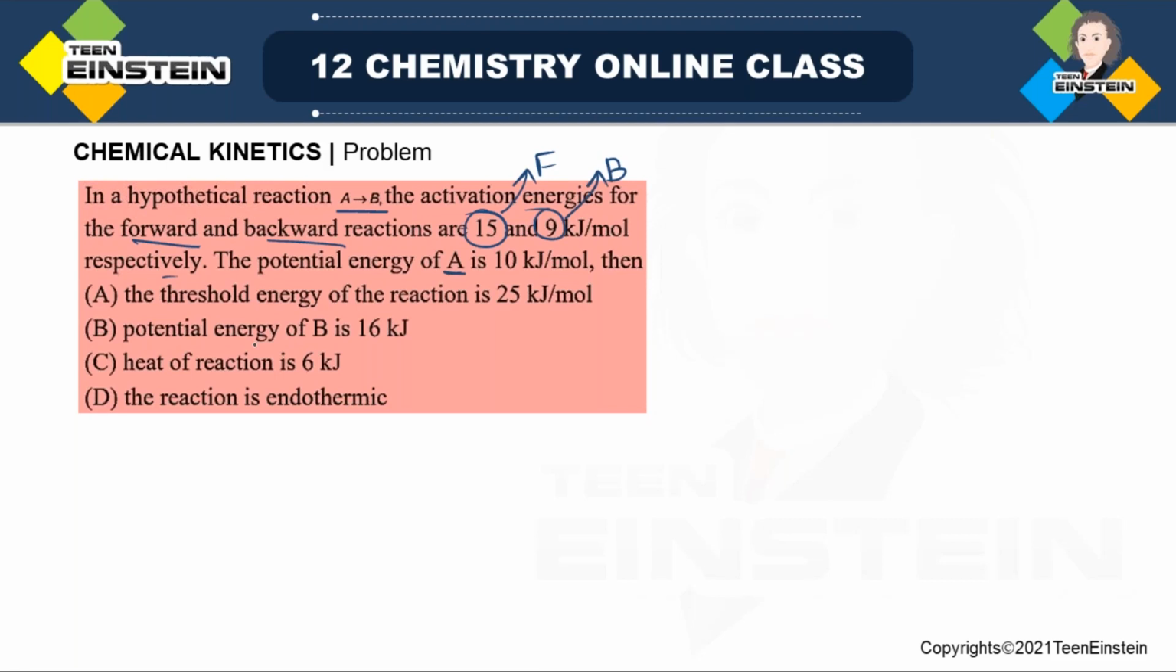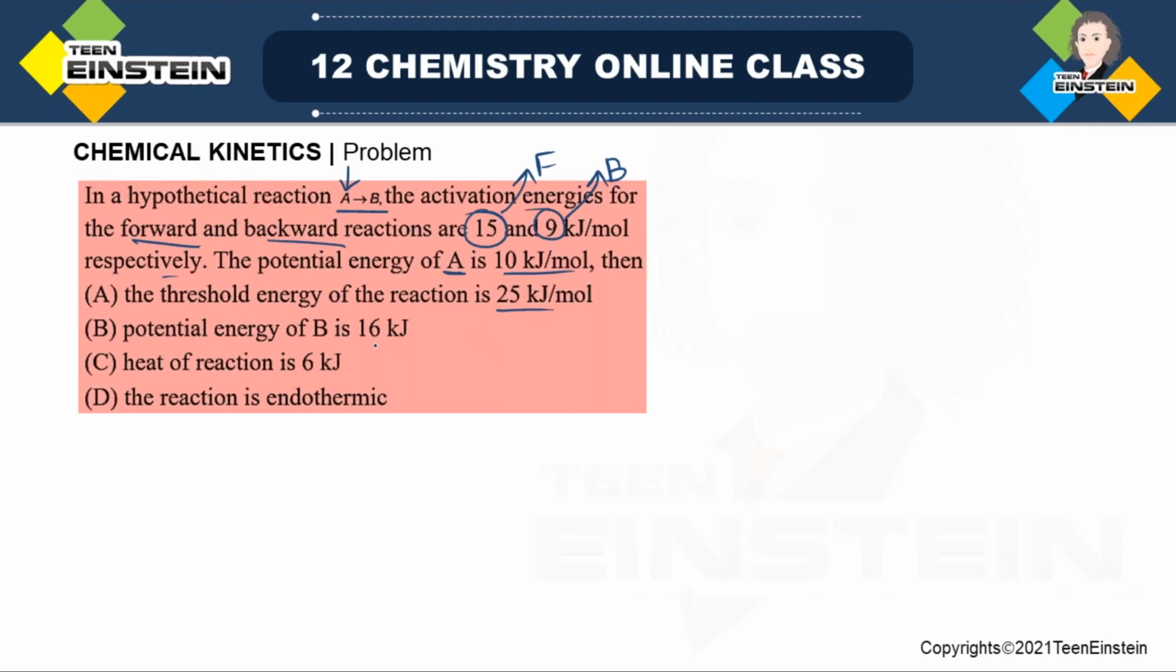Potential energy of A, that means of the starting material, is given as 10 kilojoule per mole. So basically three values are given: activation energy for the forward reaction, for the backward reaction, and the third piece of information, the potential energy of the starting material. From these, we have to identify which of these options is correct. Option one: threshold energy of the reaction is 25 kilojoule per mole.